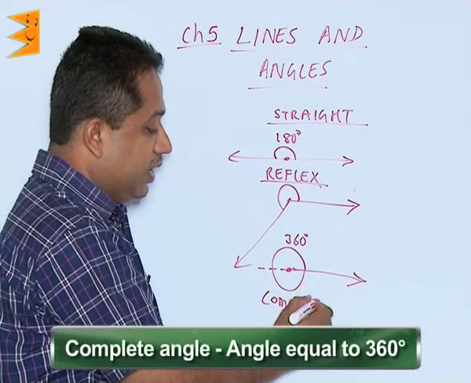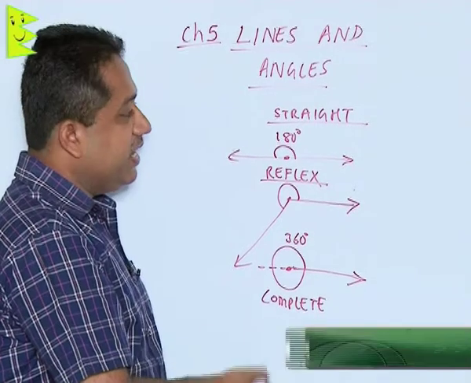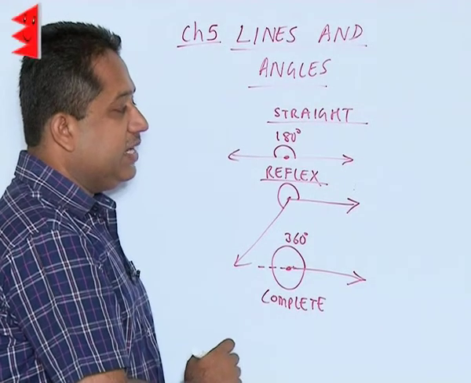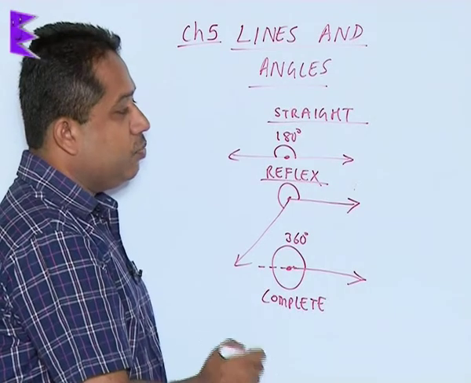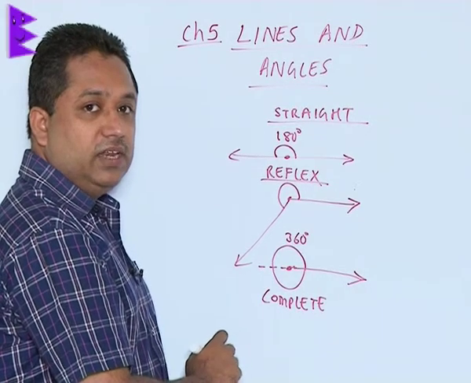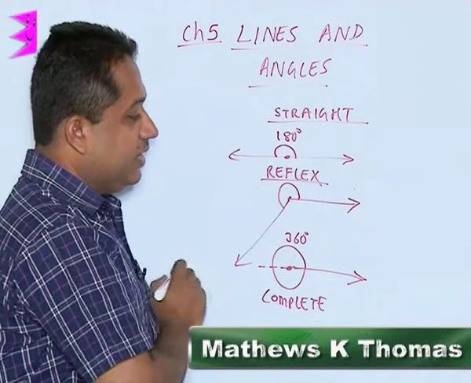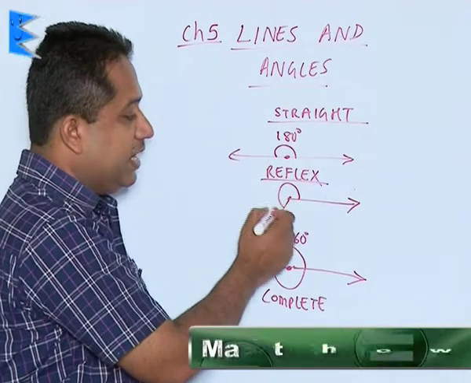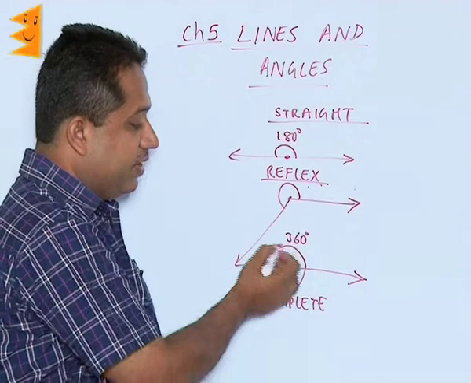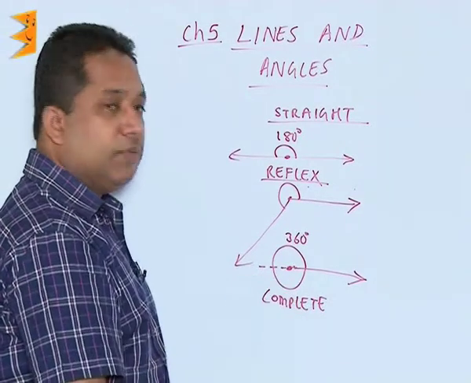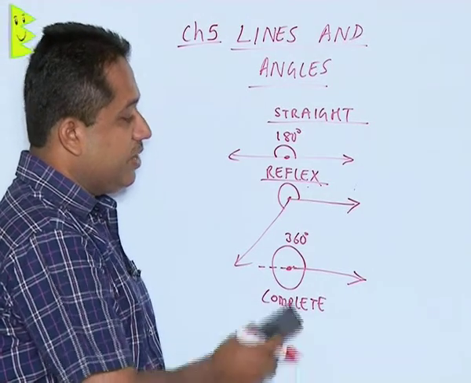These types of angles are known as a complete angle. So, we have acute angle, which is less than 90 degrees, a right angle, which is equal to 90 degrees, and obtuse angle, which is more than 90 but less than 180. If it is exactly equal to 180, it is called a straight angle. If it is more than 180 but less than 360, it is called a reflex angle, and if it is equal to 360, it is called a complete angle. So, these are classifications of angles on the basis of their measure.